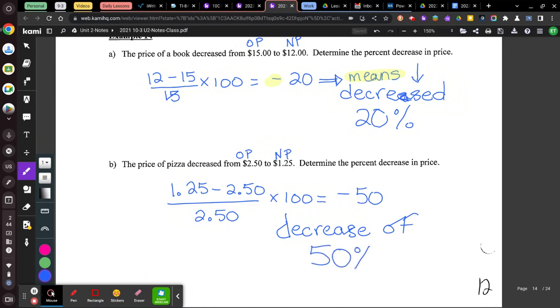And that's what, when you get a negative amount, all the negative sign means, and you're not going to use the negative as part of your answer, all the negative means is that it decreased. This concludes lesson 2.2.